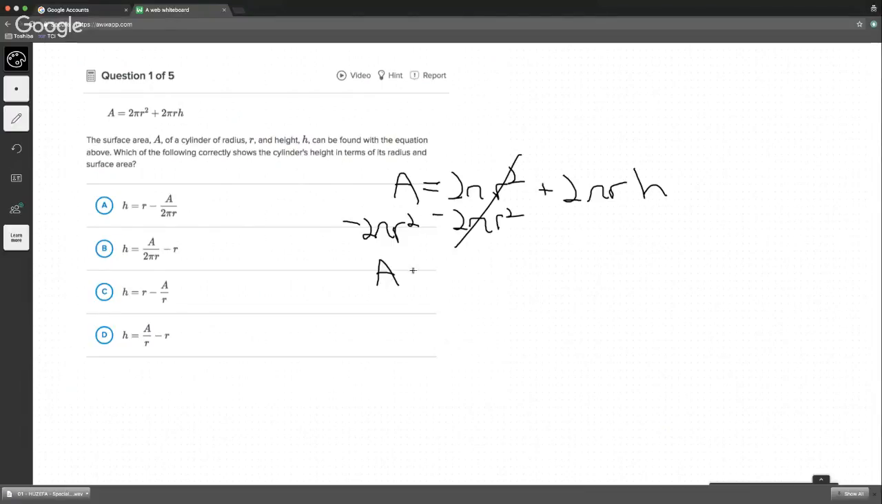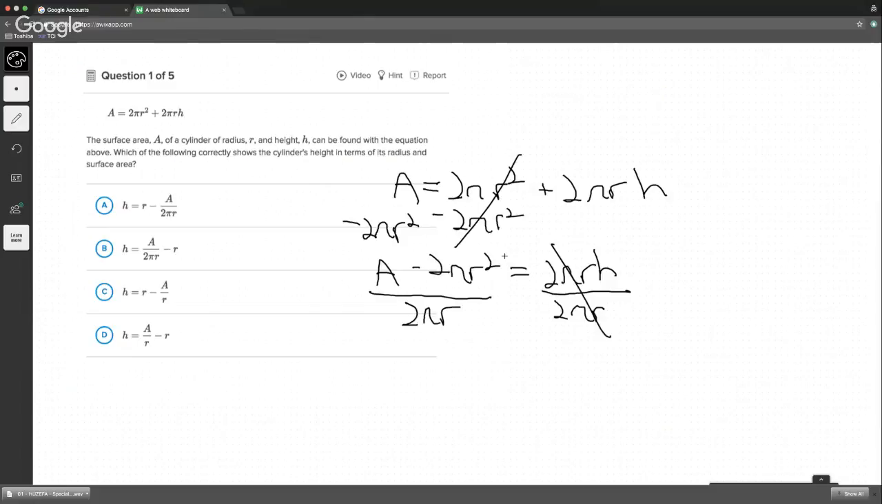And we get A minus 2 pi r squared equals 2 pi r h. Now what do we have to do? We just have to get rid of this 2 pi r next to the h. What we do is divide both sides by 2 pi r, because that 2 pi r is almost like one giant coefficient. So we just divide by the coefficient on both sides. This goes away, and this is our answer. You can't really simplify it any further than this.